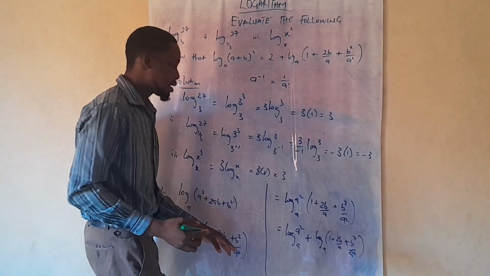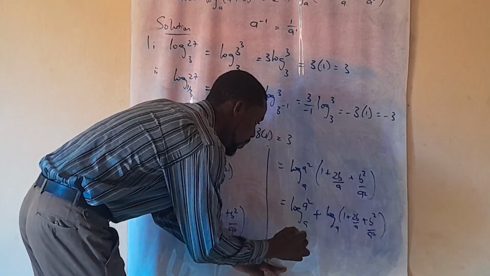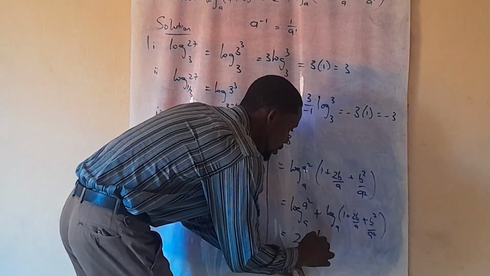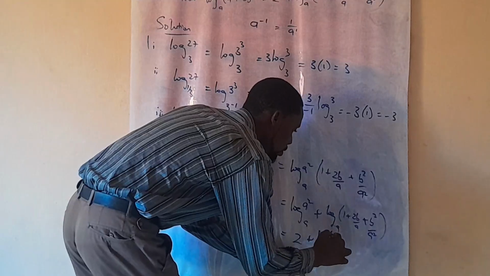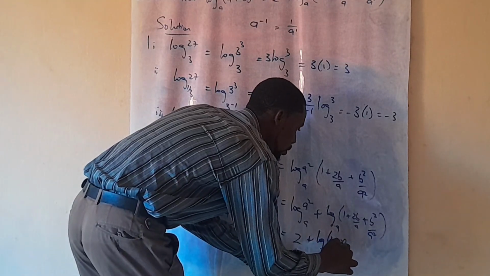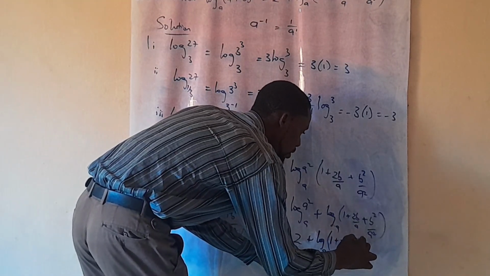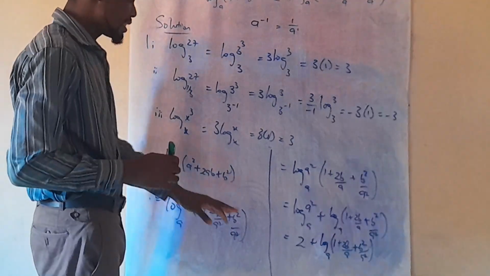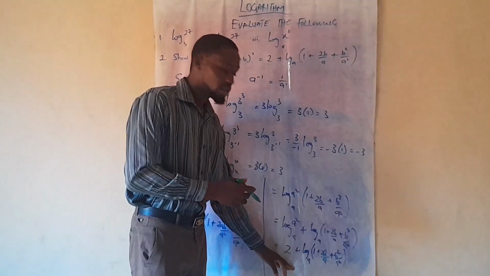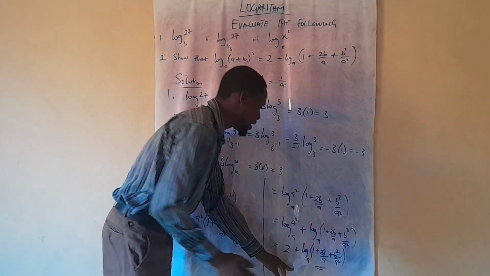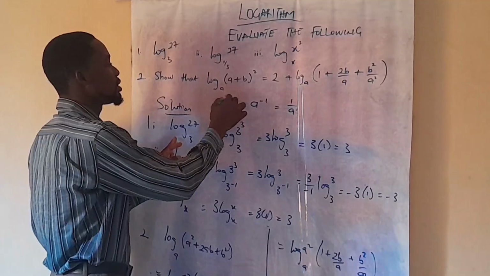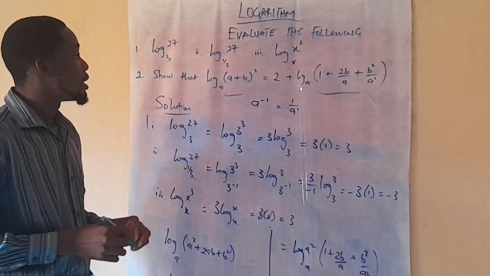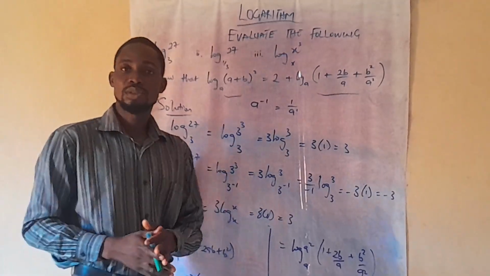Leaving my final answer to be equal to 2 plus log base a of 1 plus 2b over a plus b squared over a squared, close the bracket. So that is the answer to this particular question. You can see, from our initial question, how that will prove that this gives us this. And that's the final answer and the solution to these questions on board.